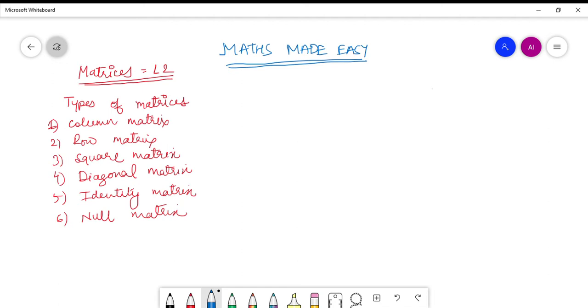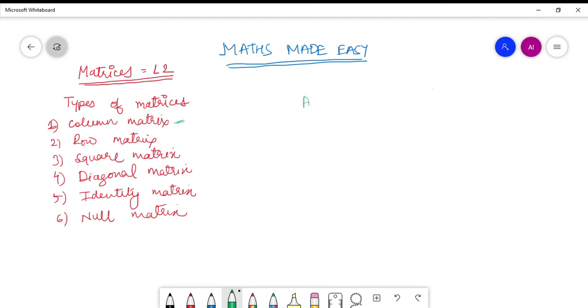So let's get started. As you can see, I have listed down the different types of matrices. Let's see one by one with example. The first one is column matrix. A matrix is said to be a column matrix if there is only one column. Let's take one example.